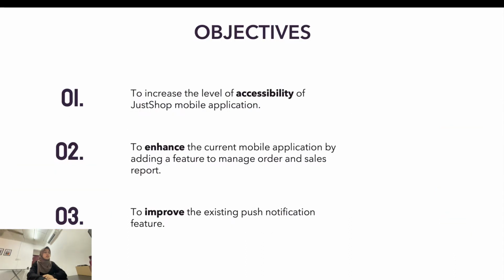These are the objectives of my project. The first one is to increase the level of accessibility of Justshop mobile application. The current mobile application is not compatible with the iOS version. This is because it is developed specifically for the Android platform. So, the first objective is achieved by developing a version that is compatible with iOS.